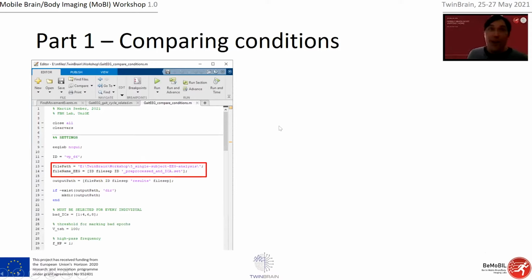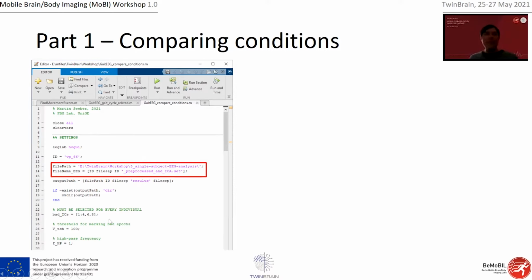Just focusing on the script, you can open up the first script, called Gait EEG compare conditions. At the very top of the function there are all the settings, meaning in that section you can set your path and the file name. The file name you should not change, but the file path you change to the directory where you downloaded this folder, for now. And the rest should be automatic.